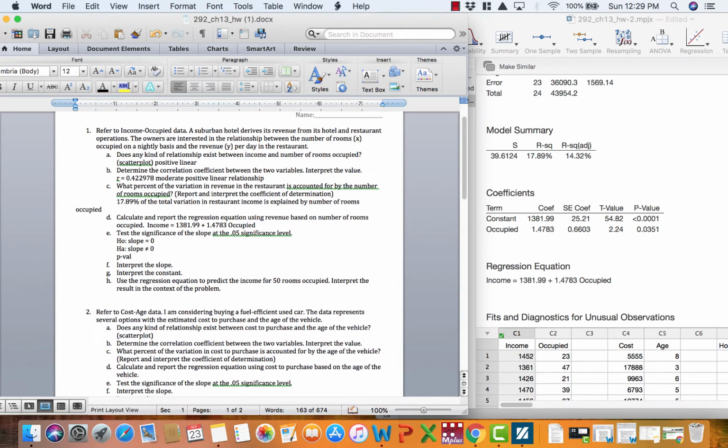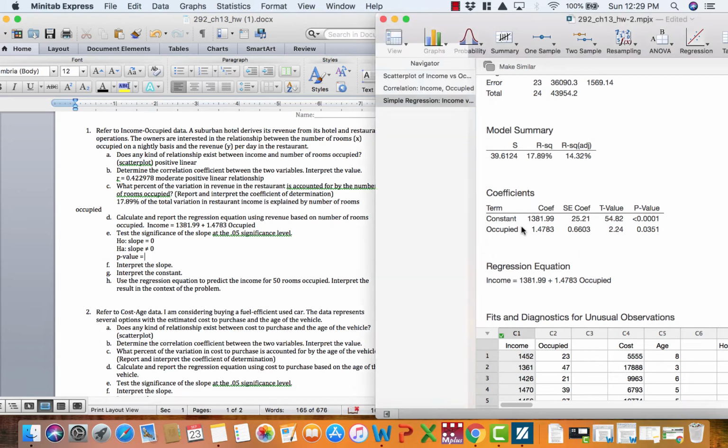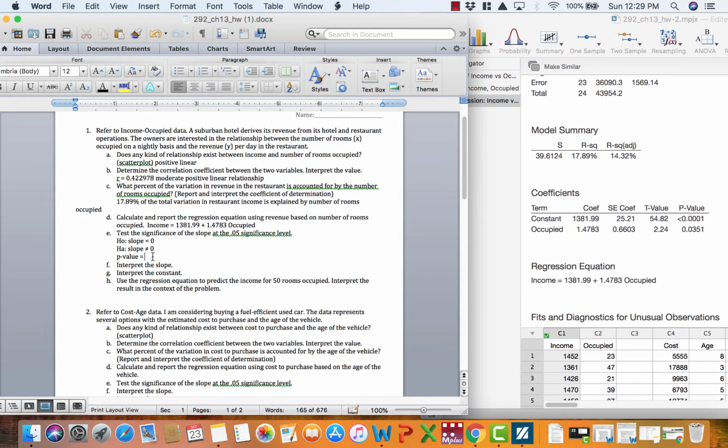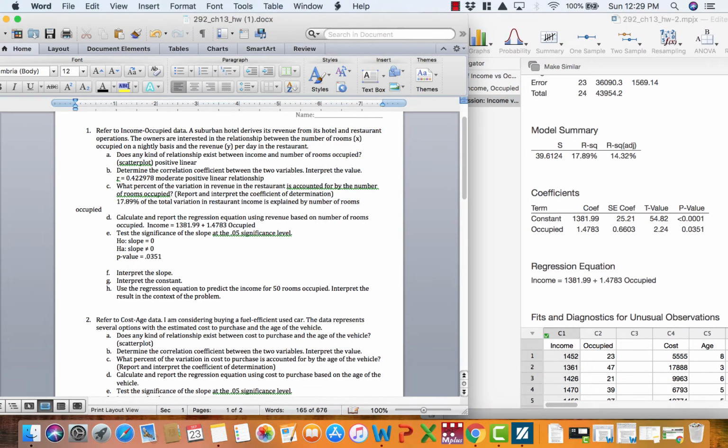All right, and we want this p-value. The p-value is in our coefficients table, and it is the p-value on our x occupied, so that's 0.0351. What's our decision? Since 0.0351 is less than 0.05, we reject the null hypothesis.